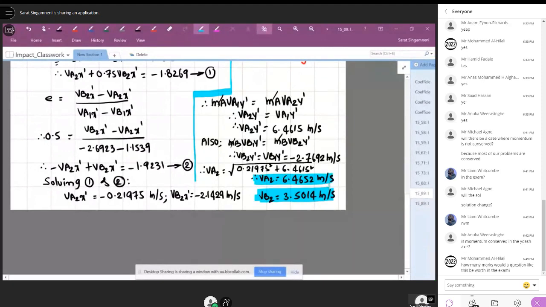What are the final velocities of spheres A and B? This question is maybe 6 to 11 marks, depending.